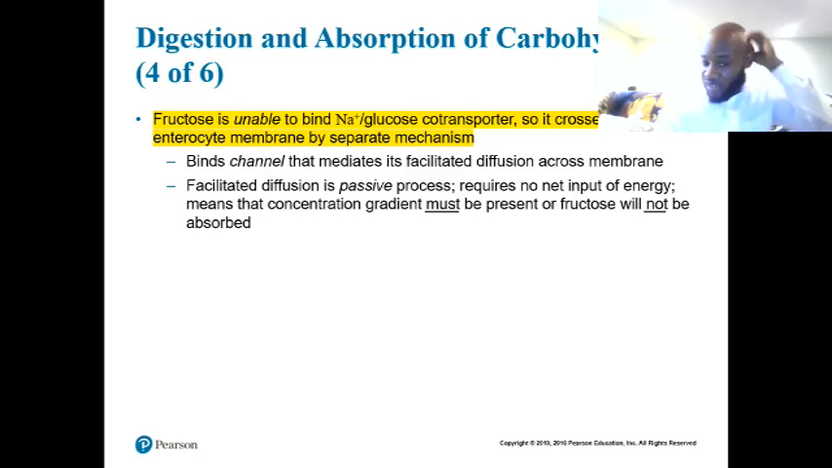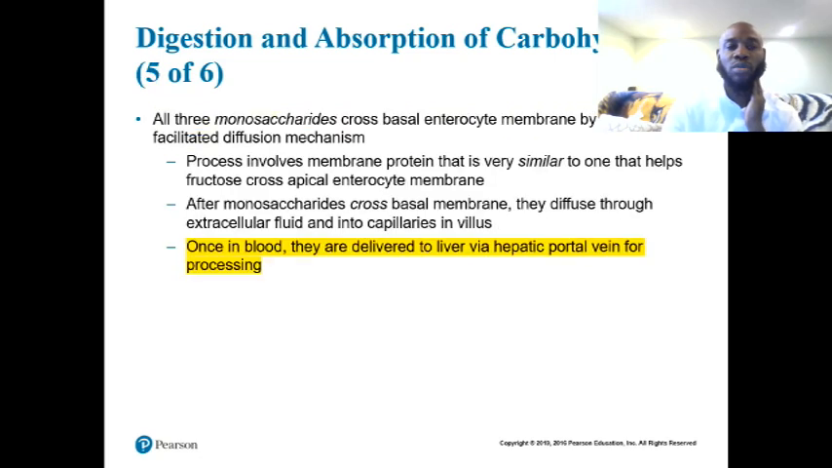Means that you must have this concentration gradient present or fructose will not be absorbed. All right, so glucose and galactose pass into the enterocytes by an active mechanism. Fructose passes into the enterocyte by facilitated diffusion, based on concentrations. All three monosaccharides cross the basal enterocyte membrane by the same facilitated diffusion mechanism.